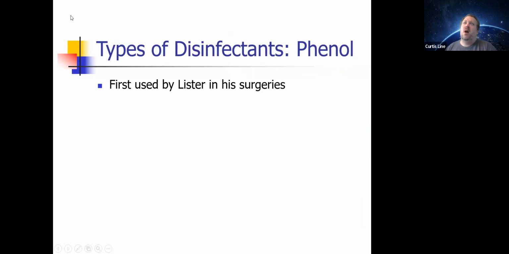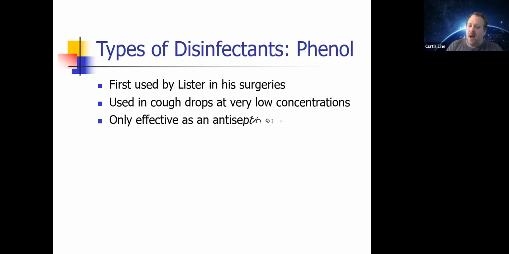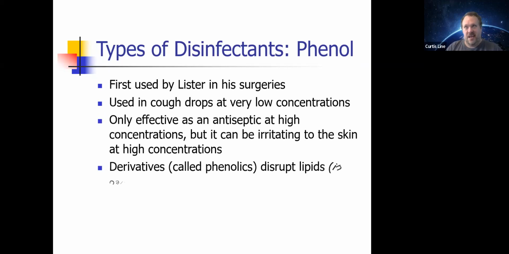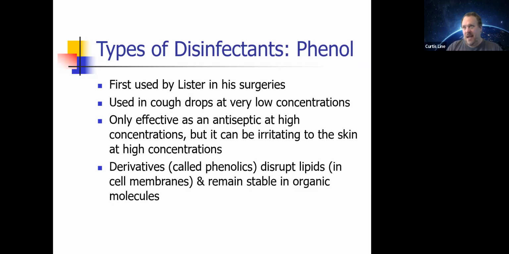All right. So we talked about phenol a little tiny bit when we talked about Joseph Lister. Phenol was the first disinfectant. This is the chemical that Joseph Lister used to disinfect his surgical equipment. He would use it on his patient's skin to kill the microorganisms on their skin prior to surgery. The problem is that it's very irritating. It's an alcohol-based chemical. It can be irritating to the skin, and it is very, very flammable.